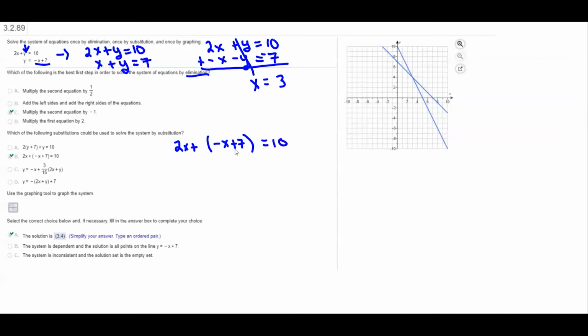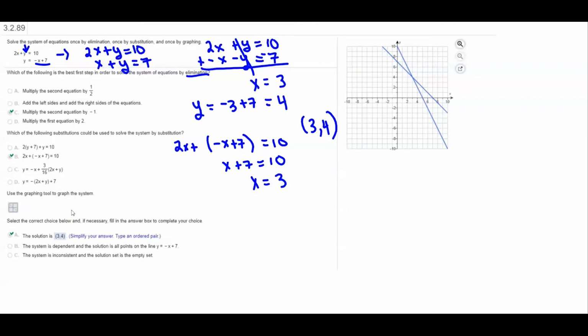So I would solve this equation, 2x minus x is x. Subtract 7 from both sides, you get the same x value. And then you plug that in, both of these, you'd plug x equals 3 in to find the y. So if I plug in 3 for x, I get y has to be 4. So both methods, you get 3, 4.